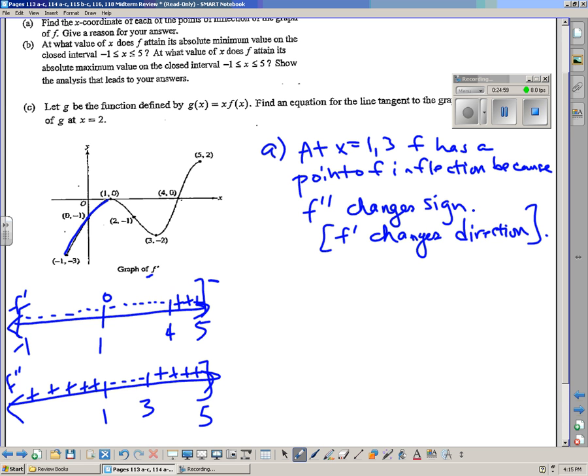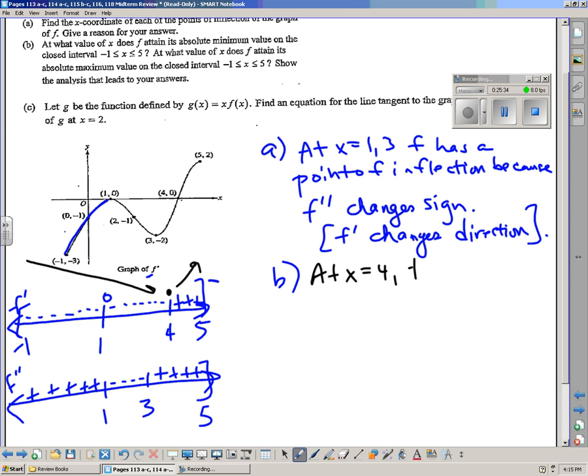Part B says, at what value does f attain its absolute minimum value on the closed interval? So let's think for a moment. If we're taking a look here, we know from -1 to 4, this function's headed down, and then from 4 to 5, this function's headed up. So at 4, that's the only bottom place we have. So at x equals 4, we have an absolute minimum.